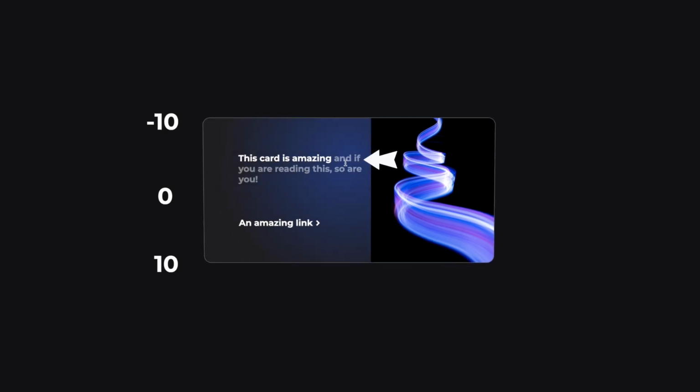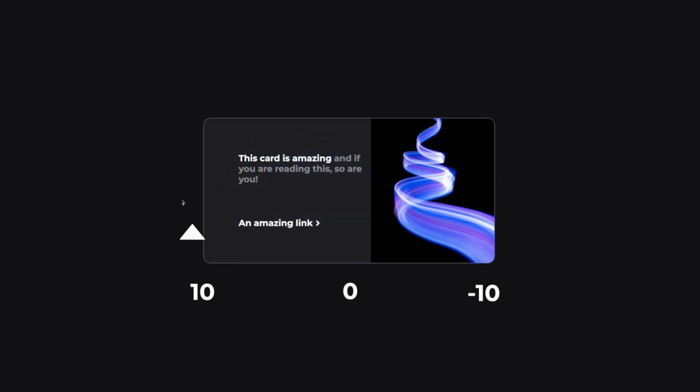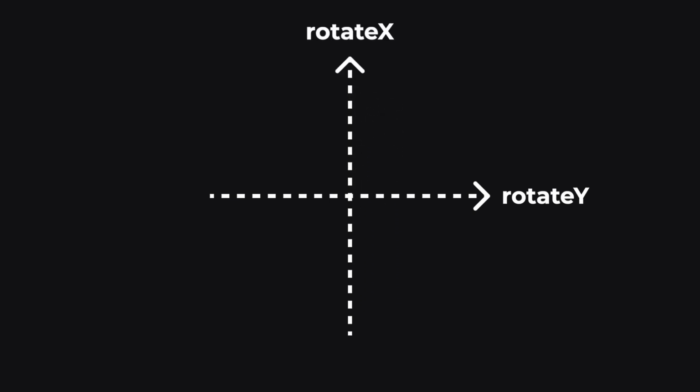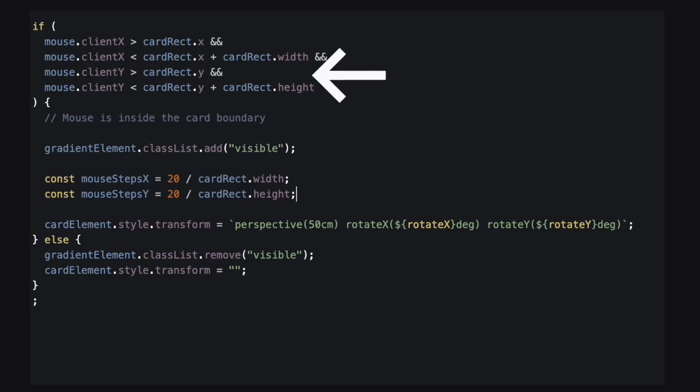But from what I can see, rotate X moves the card up and down, while rotate Y moves it left to right. So we need to connect the mouse X axis to the rotate Y and the mouse Y axis to rotate X. Let's put it down in JavaScript. When we are inside the card, we split the card width and height into 20 steps.